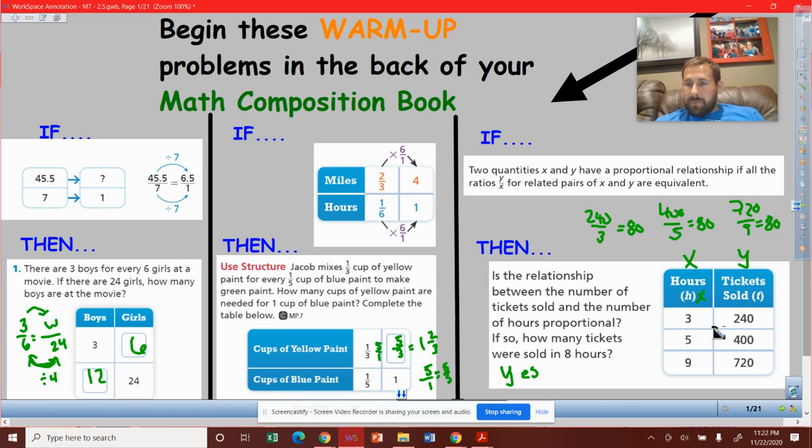So the question is then, how many tickets are sold in 8 hours? What we're doing is 3 times 80, 5 times 80, 9 times 80. So what's 8 times 80? 640. So 640 tickets in 8 hours.